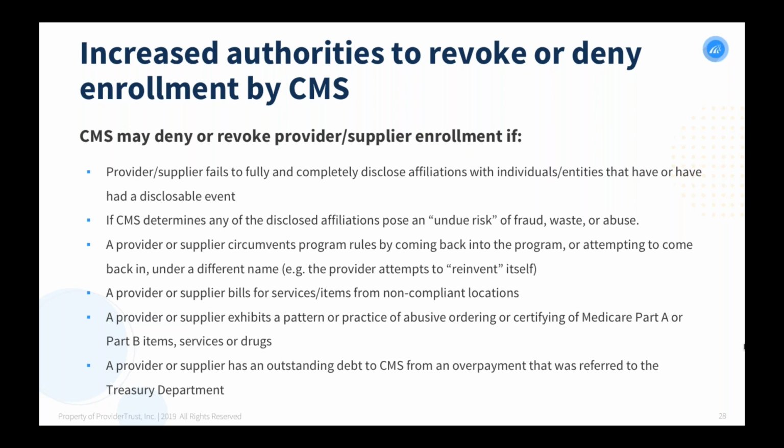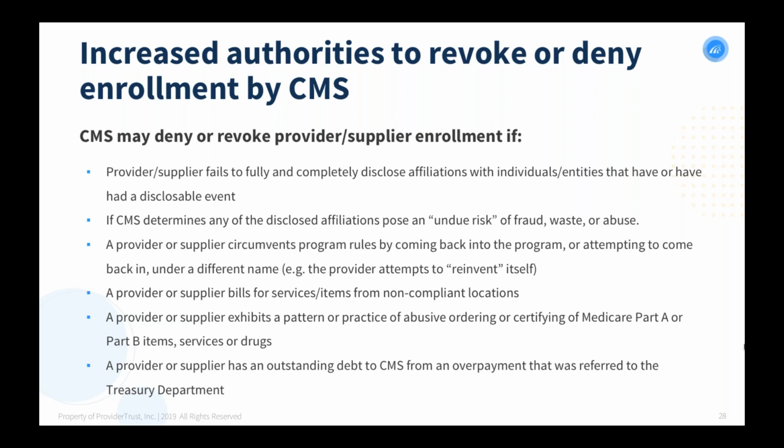So if a provider fails to fully or completely disclose affiliations that they have or have had a disclosable event; if CMS determines that any of the disclosed affiliations pose an undue risk, right? Again, this is their interpretation of undue risk of fraud, waste, and abuse. So they're saying that because of the affiliation that you have with a particular provider or supplier, you now have risk of fraud, waste, and abuse. So it's a connection that they're drawing based on the information of the relationship between the provider and the supplier or affiliation. A provider or supplier circumvents program rules by coming back into the program.